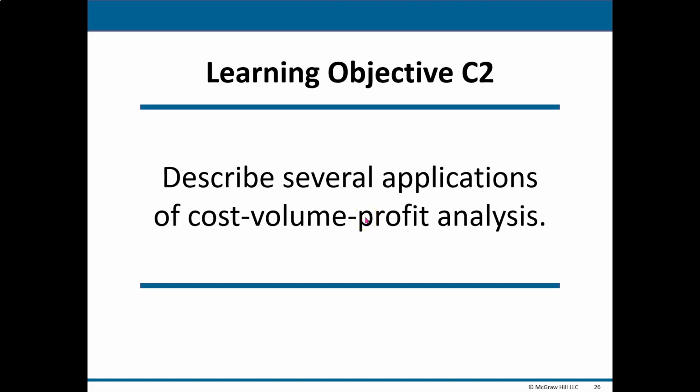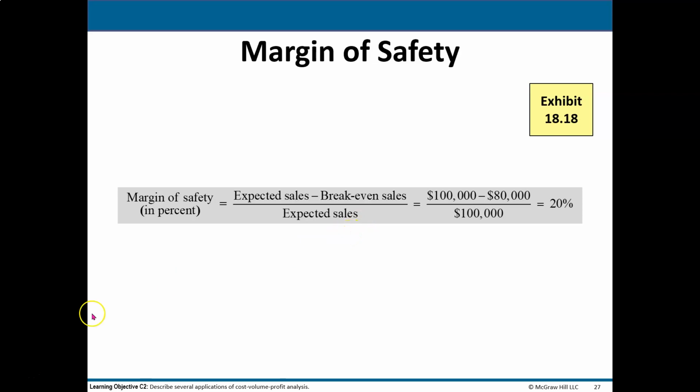Now, let's look at several applications of the cost volume profit analysis. The first one I'd already mentioned before is the margin of safety. Hopefully, all companies want to do better than break even. We want to make a profit. That's what companies are in business to do, is to make a profit and to meet market's demand. Now, company's margin of safety is going to be our expected sales minus our break-even sales, so we'll compute that first. Then take the amount of sales up and above the break-even point and divide that by our expected sales.